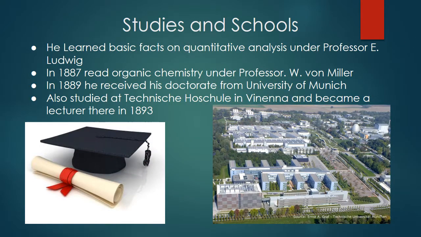Zsigmondy first learned the basic facts of quantitative analysis under Professor E. Lewig, and in 1887 he read organic chemistry under Professor W. von Miller. In 1889 he received his doctorate from the University of Munich. He also studied at Technische Hochschule in Vienna and became a lecturer there in 1893.